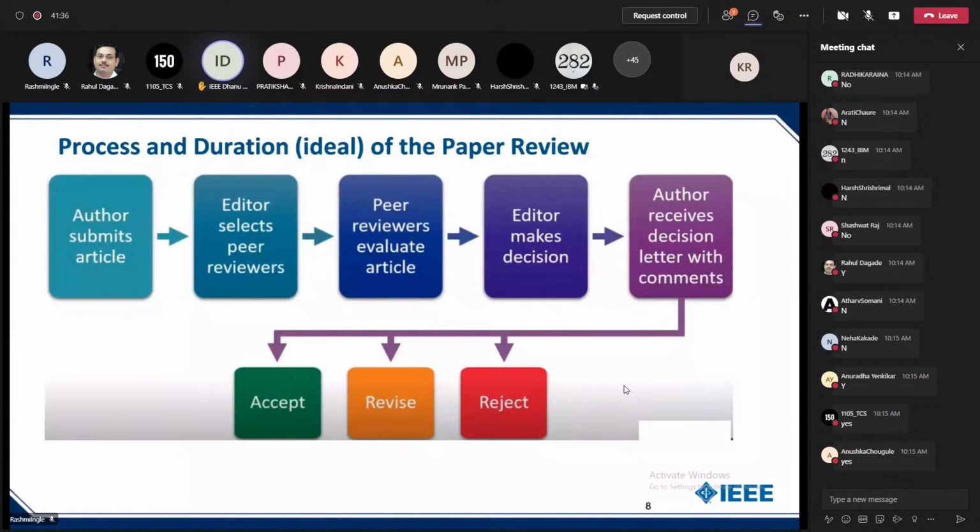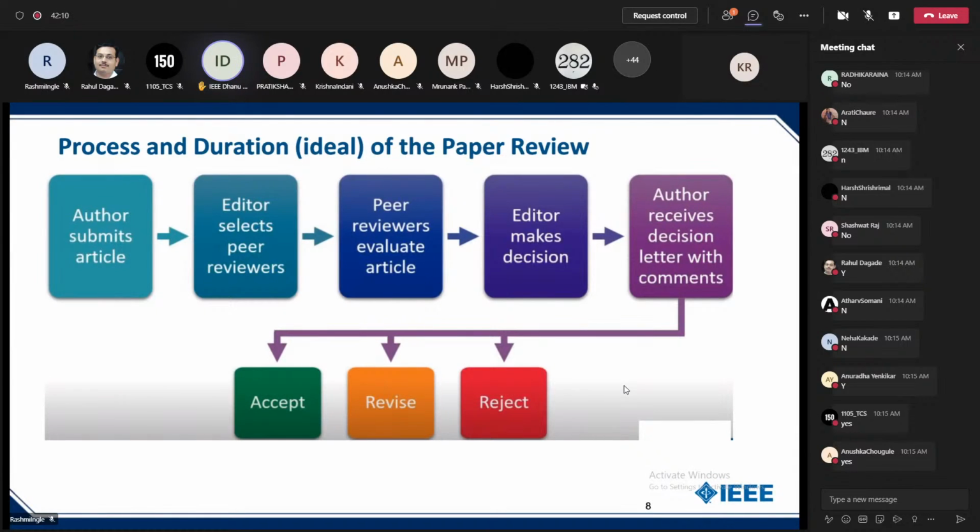Actually, in IEEE, before 3 months, a final answer will be there. Normally, in ideal states. But we really have to understand what the process here is. It's not that if you submit an article today, tomorrow it will land in the hands of a reviewer, and the day after you will have an answer: yes or no, accept or reject or revise and submit. It's not that simple. It's actually a lengthy process.